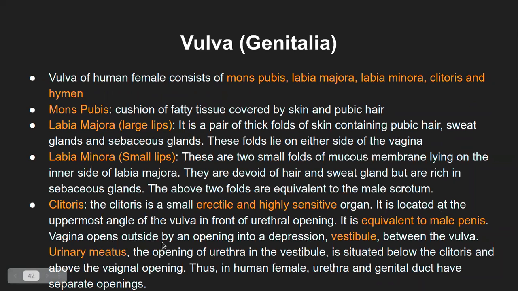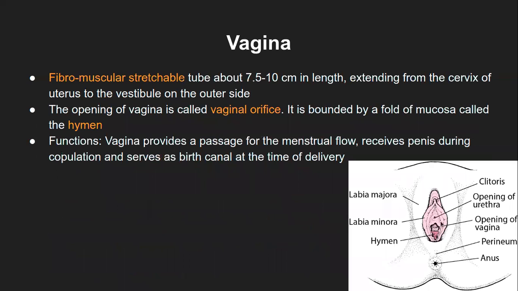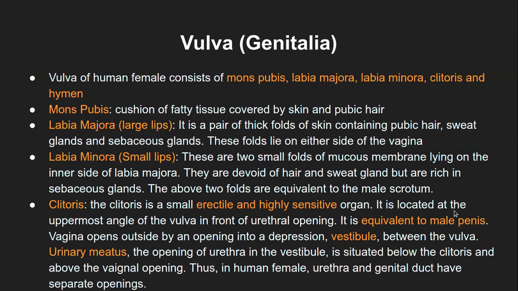The vagina opens outside by an opening into a depression, and that is called the vestibule. Like I had said earlier, vestibule is nothing but the outer opening of any particular tubular structure. So that's also present in the vagina between the vulva, as this opening is present between the labia minora and labia majora on both sides, and that is why it is in between the vulva structure. So the vestibule of the vagina is present within the vulva structure.